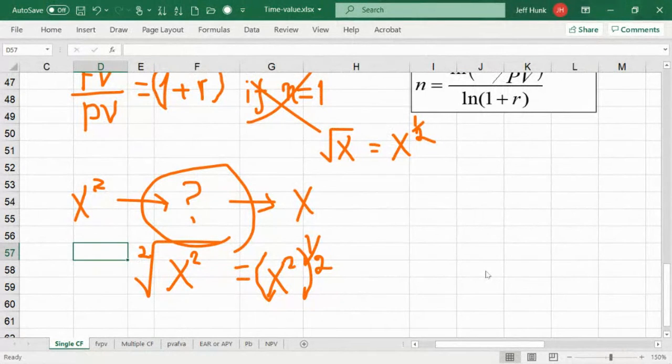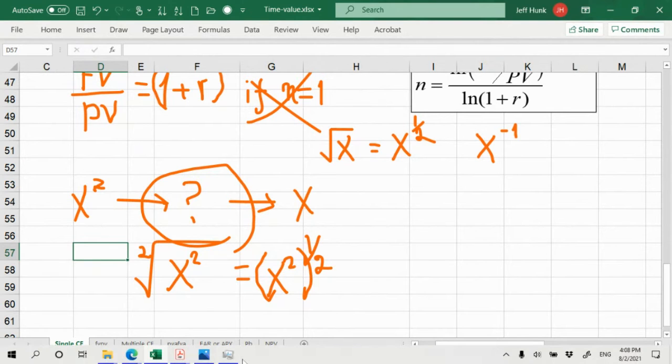Now that requires another thing we all know. What is x raised to -1? What is x raised to -1? Anybody? Can anybody tell me?